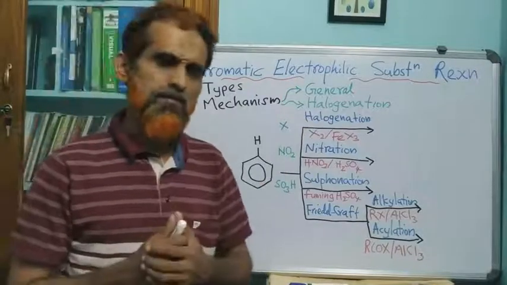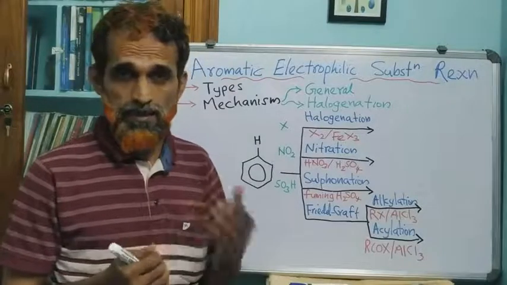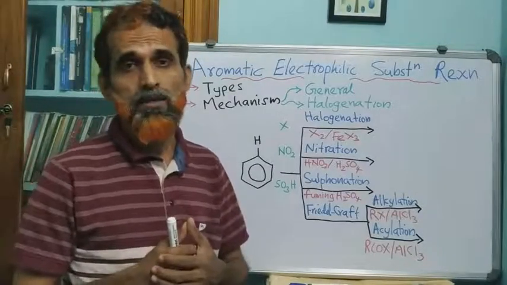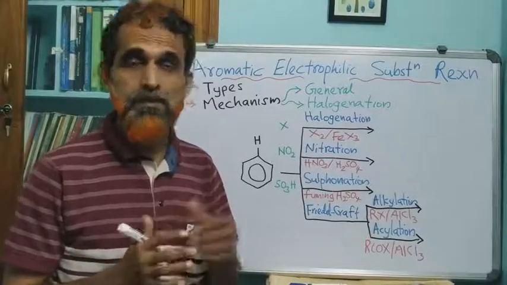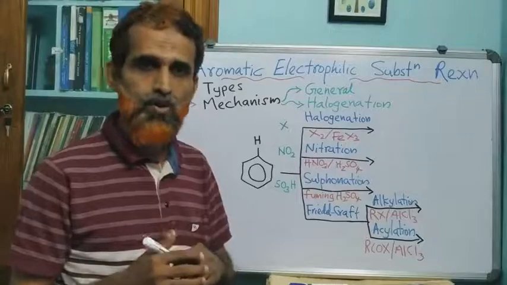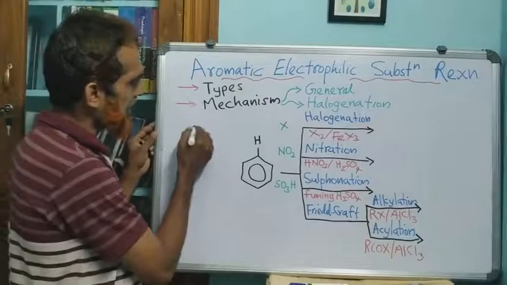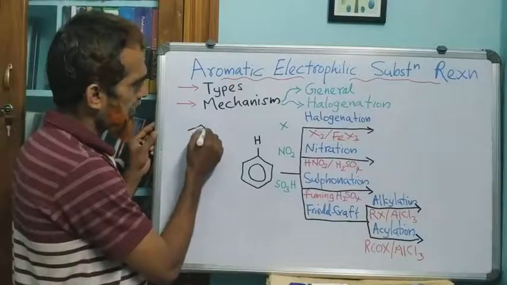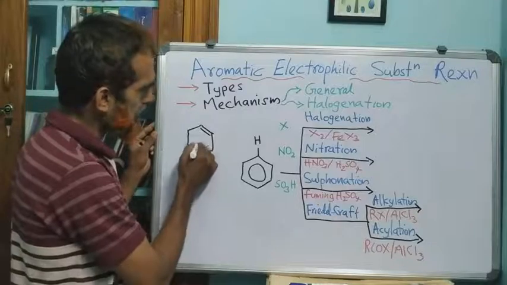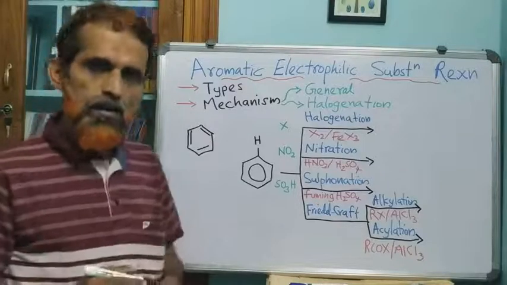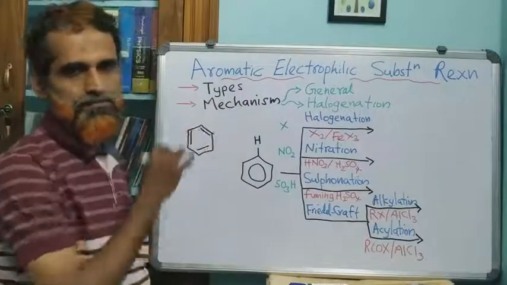You know that aromatic compounds like benzene are characterized by having delocalized pi electrons due to resonance. For example, if you consider benzene, it has got 3 pi bonds, and due to resonance these 3 pi bonds are delocalized.